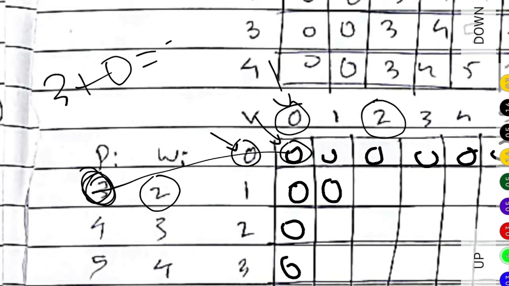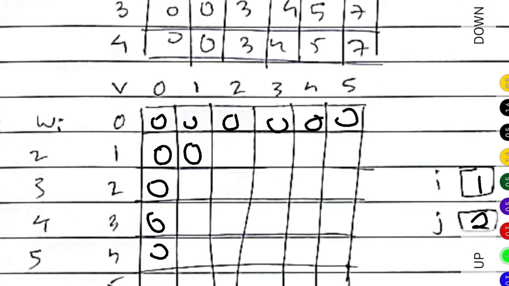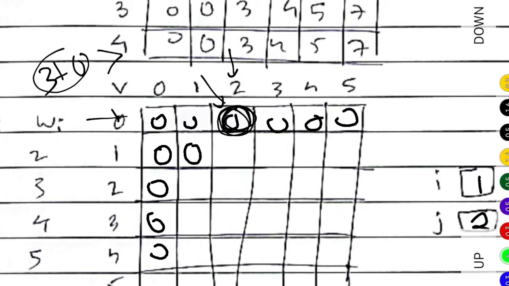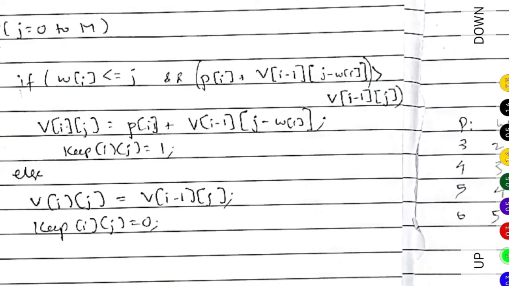It's 3. Now we are checking if 3 is greater than v of i minus 1 comma j. What is v of i minus 1? v of 0 means this row, and j. What is j? 2, means this location. We are comparing this location with 3. We got 3 plus 0, right? Is 3 plus 0 greater, or is this location greater? 3 plus 0 is greater. So in this case, we'll write here 3.